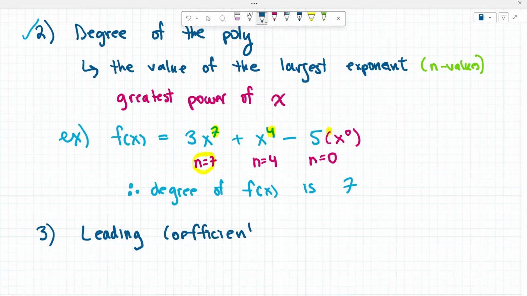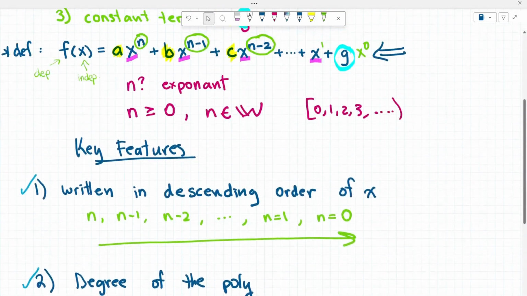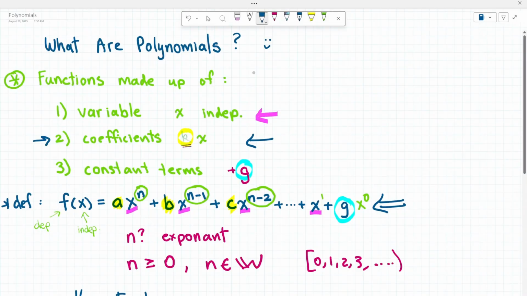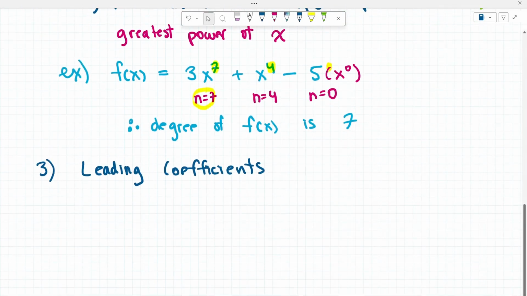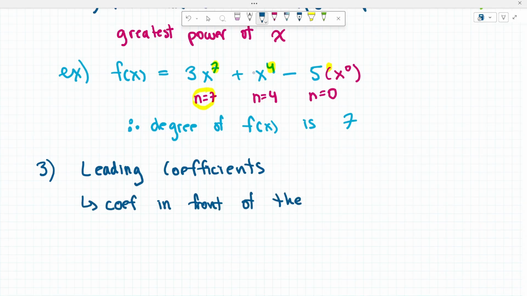So we mentioned that coefficients is something that we have to have when we have a polynomial, right? If we go back over here, that was our second thing that our function is made up of, a coefficient, which is a constant that is being multiplied in front of our variable. So all polynomials have a leading coefficient. So what is a leading coefficient? So a leading coefficient is simply the coefficient that is in front of the term containing the highest power of x.